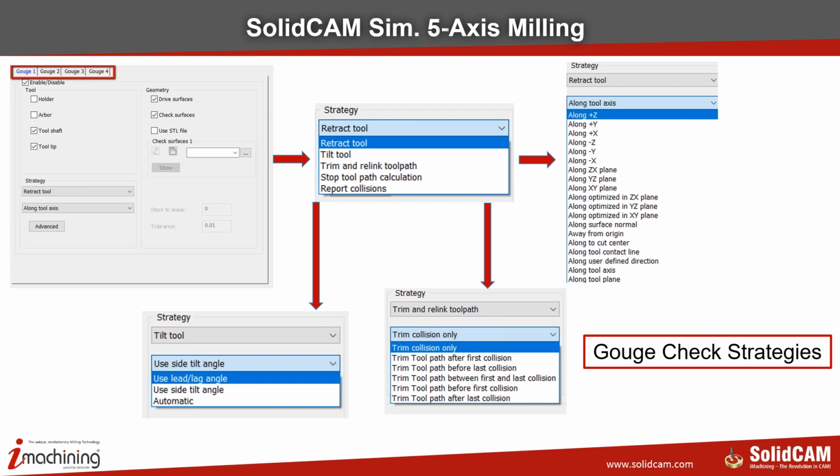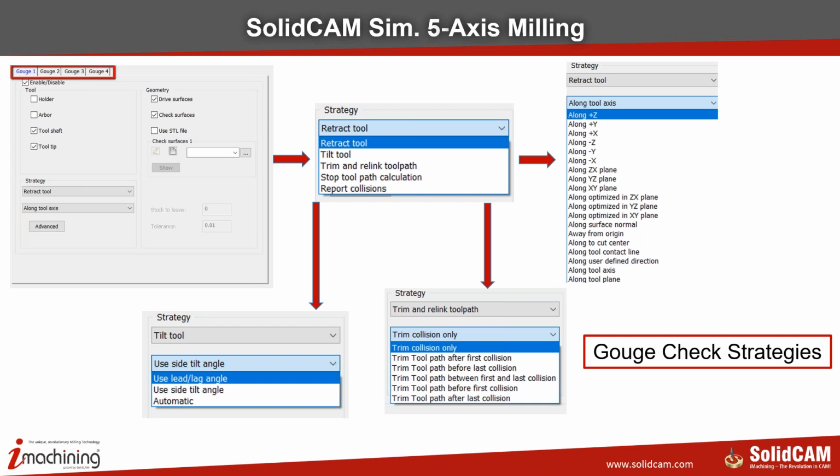So these are the gouge check strategies we have. We have retract the tool, and in retract you have plenty of sub-strategies of retraction. Then we have tilt tool, where we can tilt in the lead lag fashion, tilt using the side tilt method, or use the automatic function, which uses a combination of both side tilt and lead lag and applies a special tilting mechanism to avoid a collision. And then we have trim and reeling. Again, we have sub options.